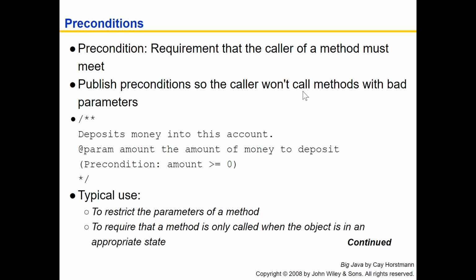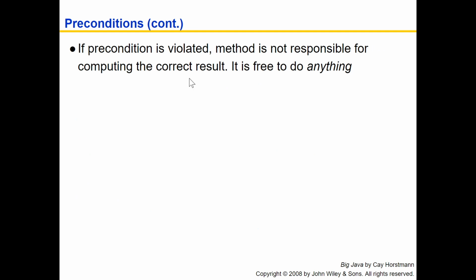So in order for this to work, sometimes you have to give preconditions. One precondition could be only accept a deposit if the amount is greater than or equal to 0. I mean, a bank might even say it's silly to make a deposit if it's 0 money, because then what are you doing? Waiting in line and just putting $0 on a deposit sheet? So if the precondition is violated, the method is not responsible for computing the correct result. It's free to do anything.